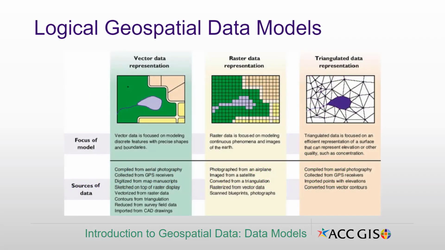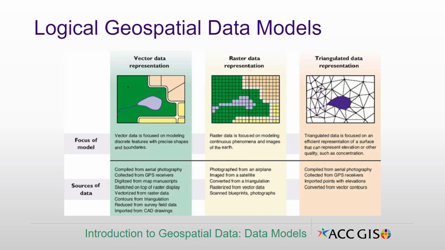So once we've conceptualized the user's view of the data by selecting the entities and the relationships, the next step in the logical geospatial data model is to select the geographic representation. And we have three basic models that we utilize: vector, raster, and triangulated. And if you look at this example, you can see that we're mapping the exact same area with vector data, raster data, and triangulated data.